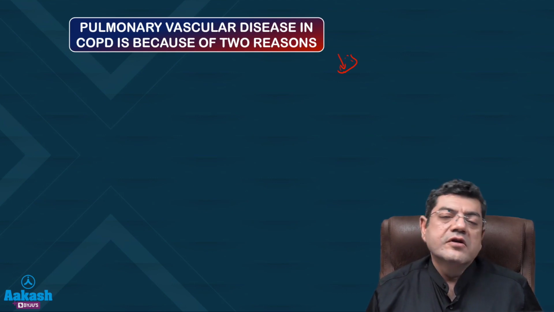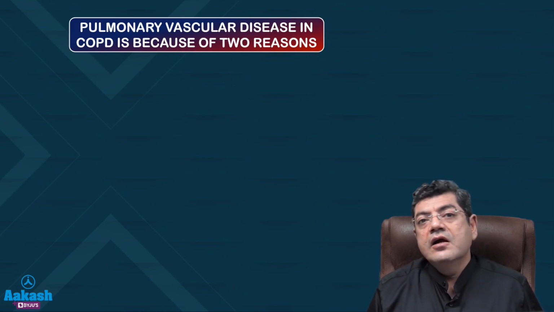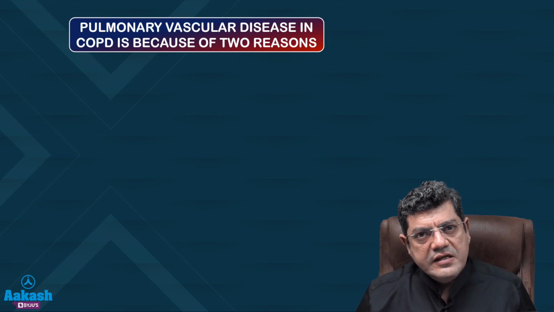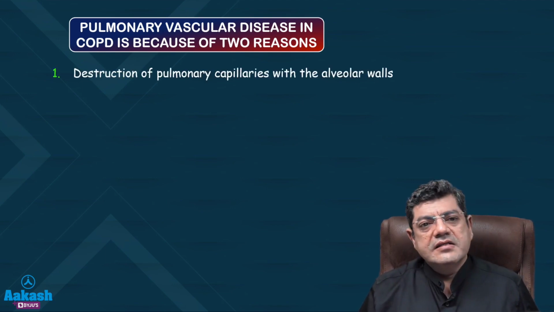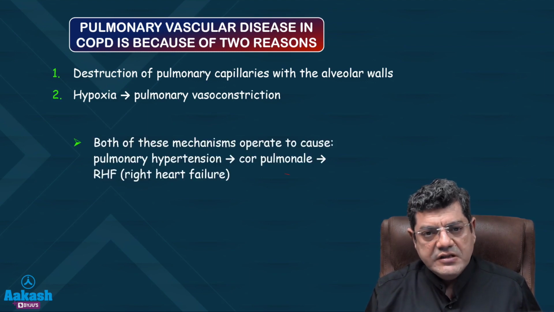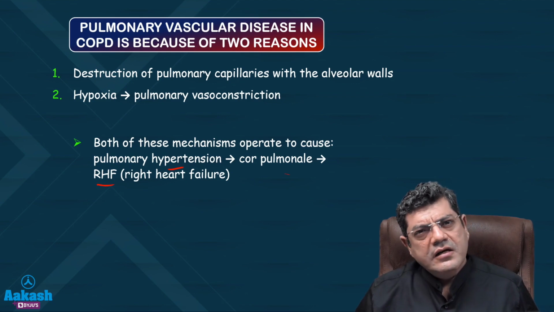Now, when the alveolar wall gets destroyed, a lot of these small pulmonary vessels are also lost. So again, total cross-sectional area of the pulmonary vascular bed also reduces. Pulmonary vascular resistance therefore increases. And the second is because of chronic hypoxia, they develop pulmonary vasoconstriction. This gives rise to pulmonary hypertension and eventually right heart failure.